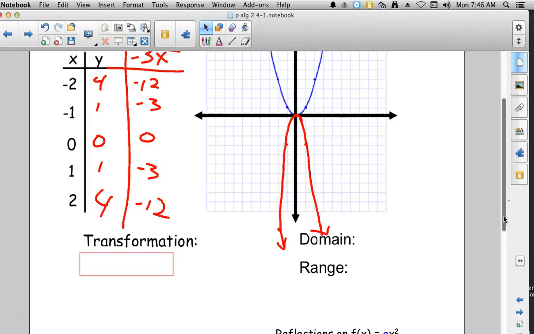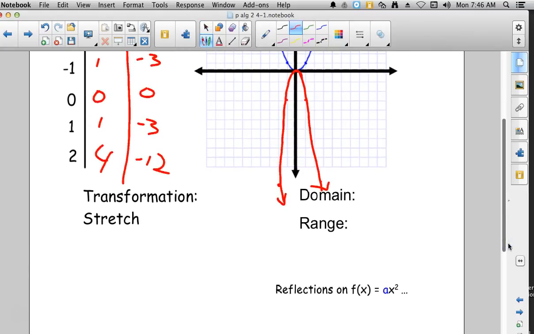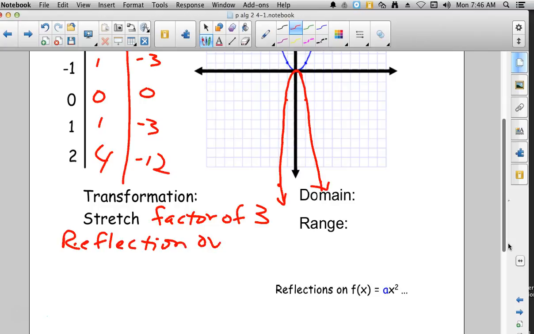So this one had two pieces to its transformation. It did have a stretch, factor of 3. But how do we explain the fact that it went down? There you go. Not any different than our absolute value. Really new to us, you know, it's just not. Domain of this one. All reals? Nothing we can't put in there? But our range is different this time. There you go, y is less than or equal to 0.